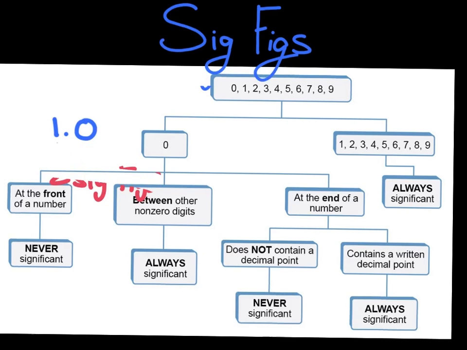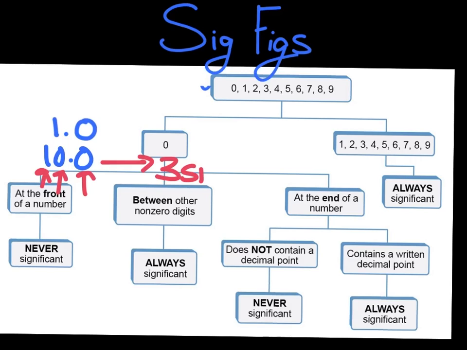What if we were to have the number 10.0? How many sig figs would that have? Well, we've got the written decimal point there, so this would be significant, this would be significant, and this would be significant. So this would have 3 sig figs.